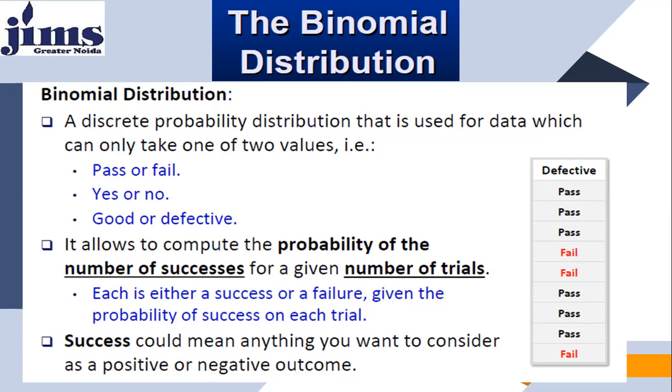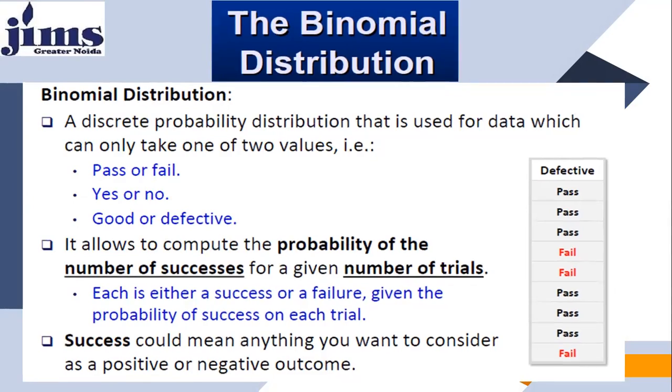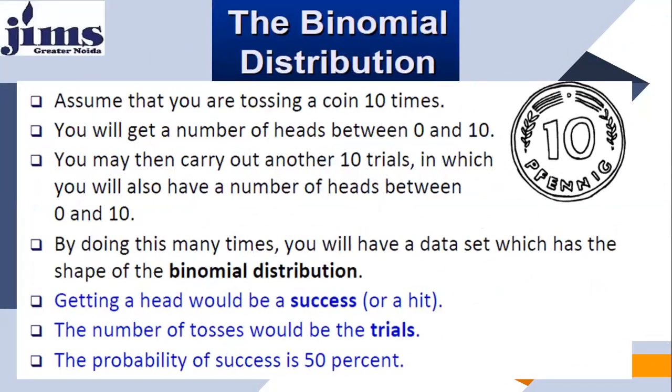So each is either a success or a failure, given the probability of success on each trial, right? So success could mean anything you want to consider as a positive or a negative outcome. So success may be your negative outcome or positive outcome. It only depends upon you what you want out of two possible outcomes, right? There are some important points regarding binomial distribution that I will discuss one by one.